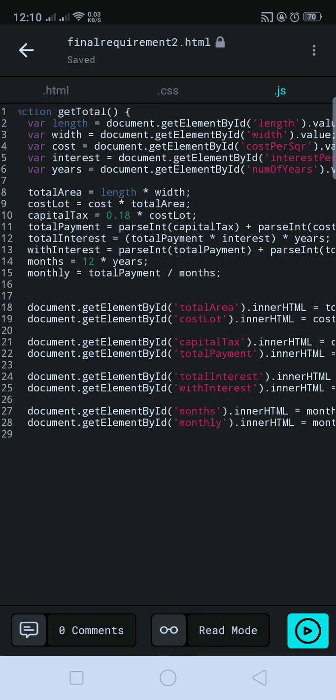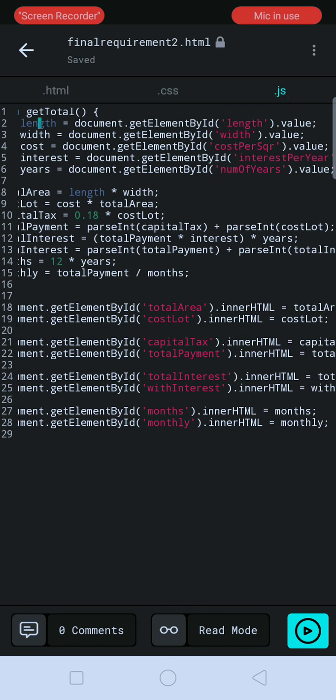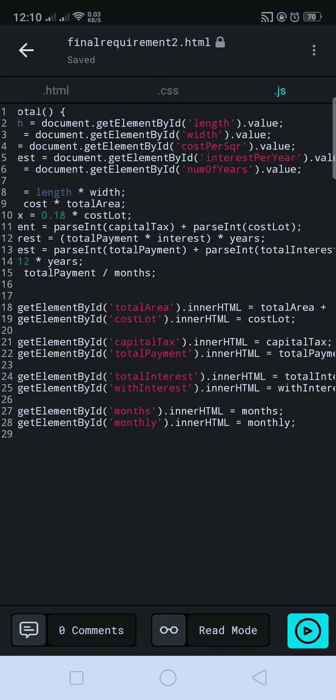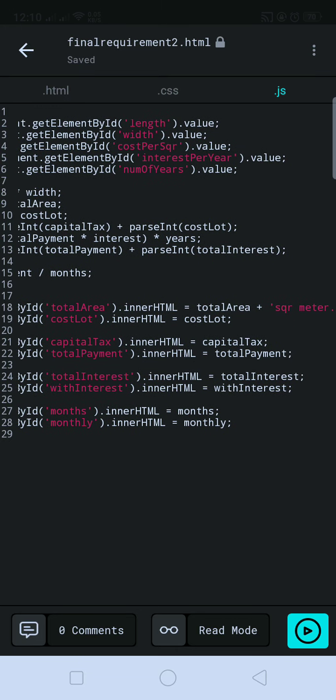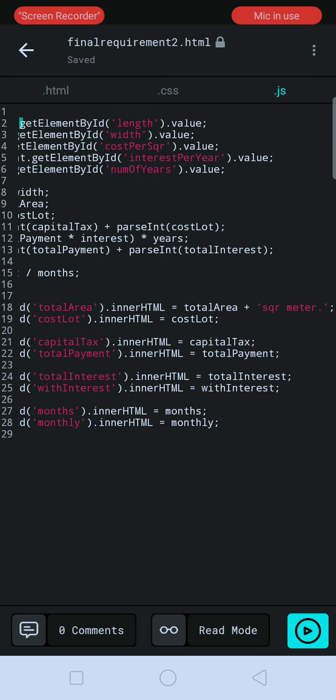Then document.getElementById total area dot innerHTML is equal to total area plus square meter.